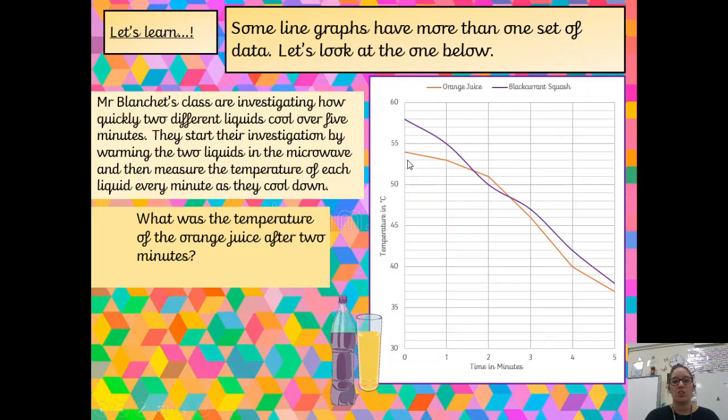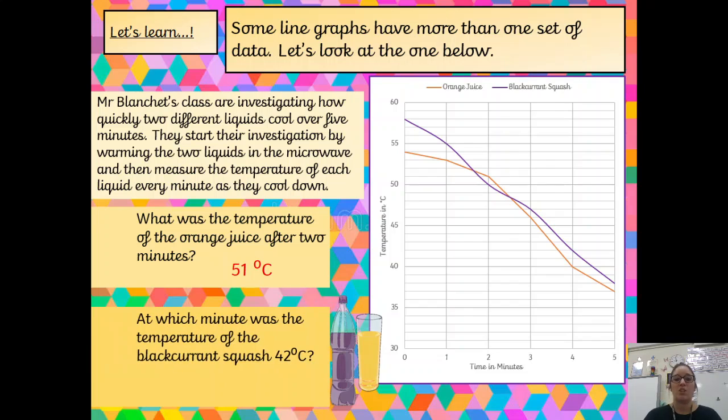So we've got orange juice, and then we know that it's after 2 minutes. So if we go up, you've got to be careful we don't stop at the blackcurrant juice, the orange juice. Now we have to look at the increments here, okay? So it's going up, so this is 50 and this is 55, so we know it's going up in ones. So we know that the temperature after 2 minutes was 51 degrees Celsius.